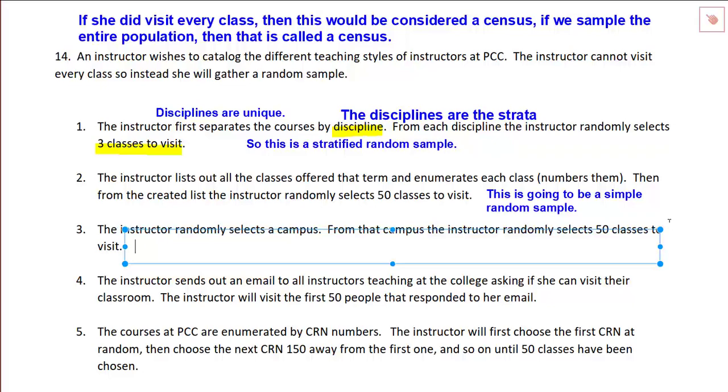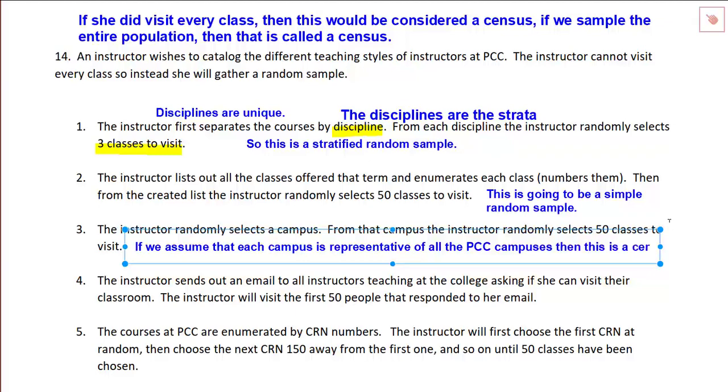But I'll say this. If we assume that each campus is representative of all the PCC campuses, then this is a cluster. Couldn't think of the word there. But again, it's making this assumption about the makeup of a campus. Each campus represents any other campus, so this would be a cluster, because a cluster is a mini representation of the entire system.